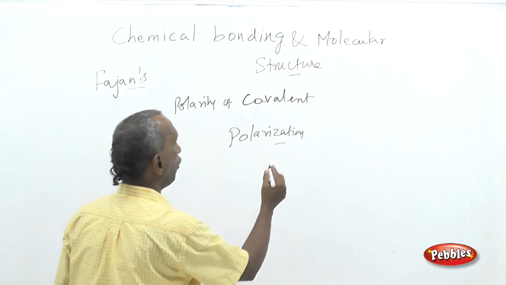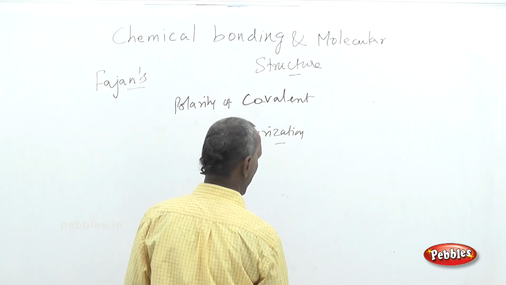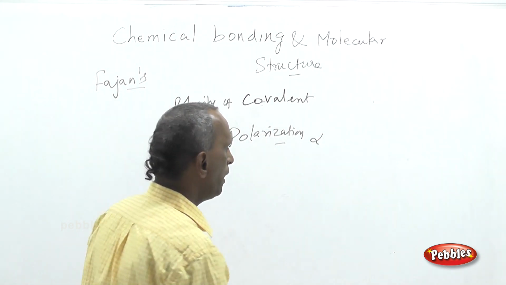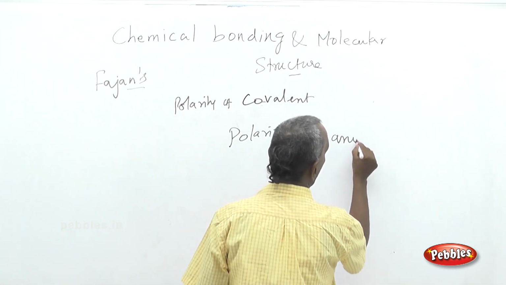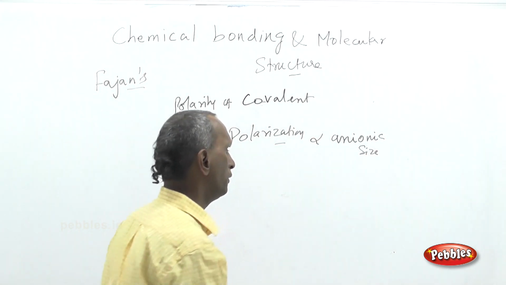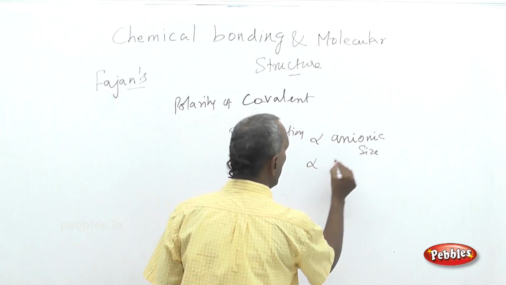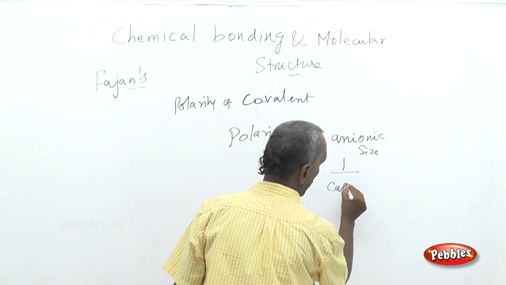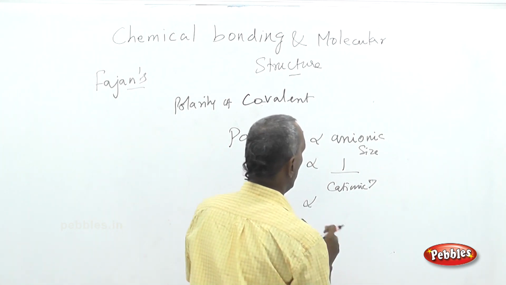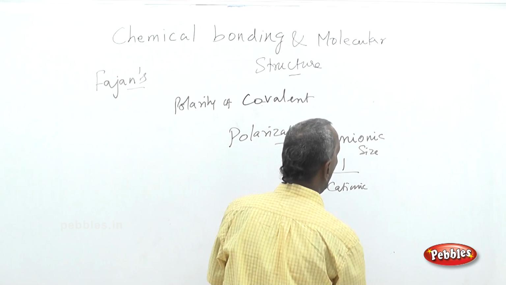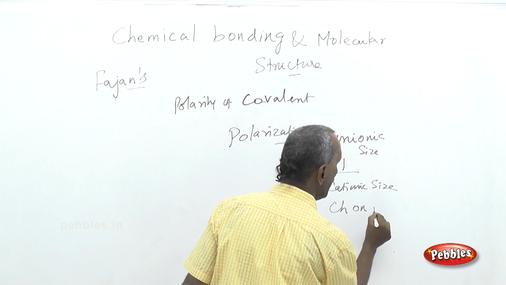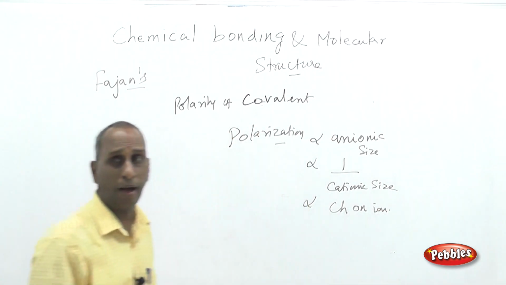So the polarity of a covalent compound, or polarization characteristics or polarization power, is directly related to the anionic size. First let us state the facts, then we will explain. Then it is inversely related to the cationic size. Third, it is directly related to the charge on any ion, whether it is cation or anion.